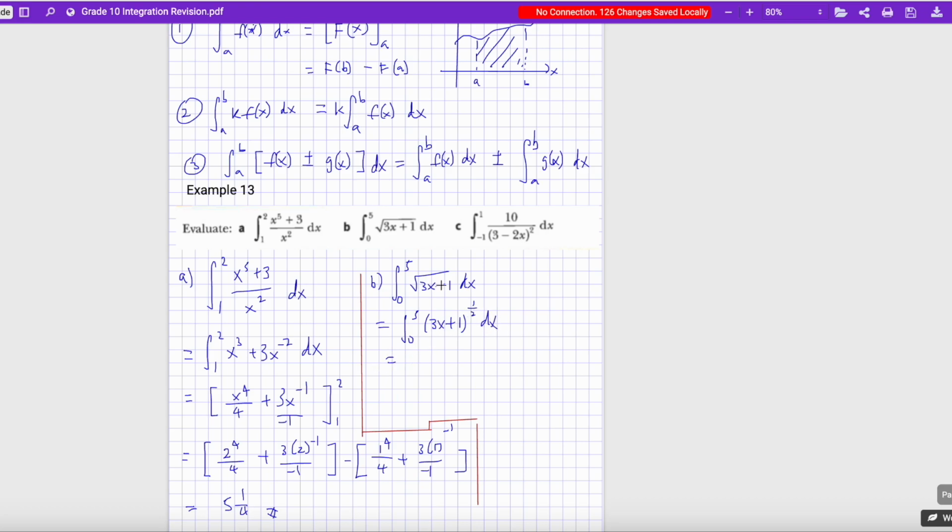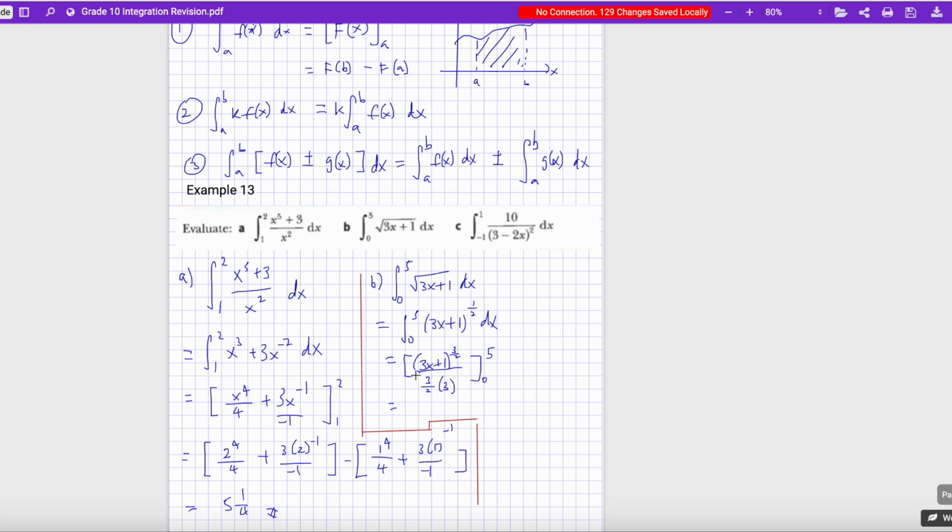Okay, and when we integrate this, this would be (3x plus 1) to the power of 3 over 2, because we add 1 to the power. And please do not forget to divide by the new power, which is 3 over 2. And do not forget to divide by the differential inside the bracket, which is 3. Okay, and we will evaluate it from 0 to 5. You don't have to add the c if you understand what I've mentioned earlier, yeah?